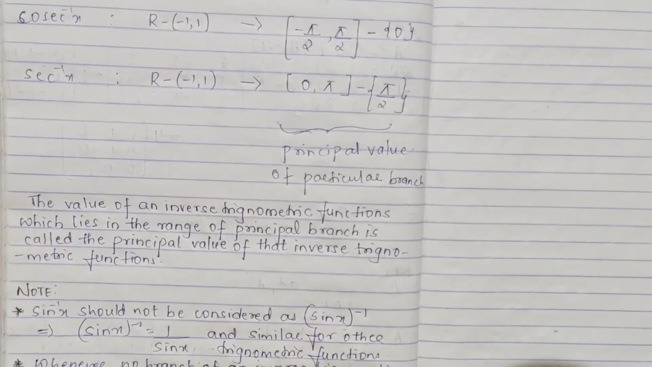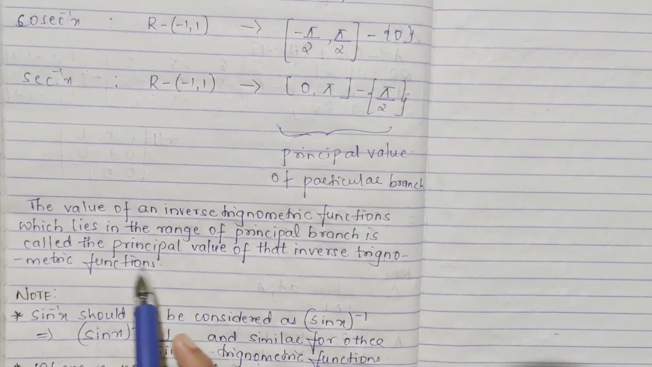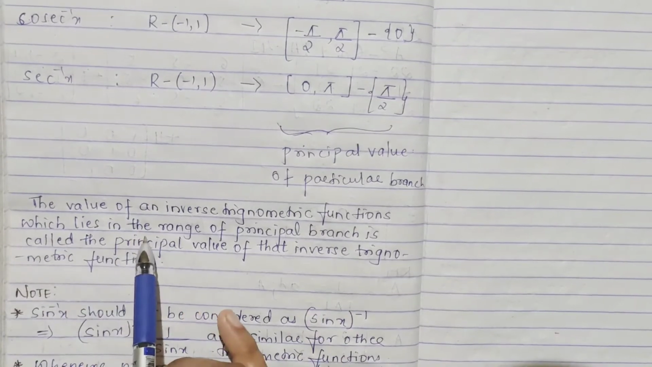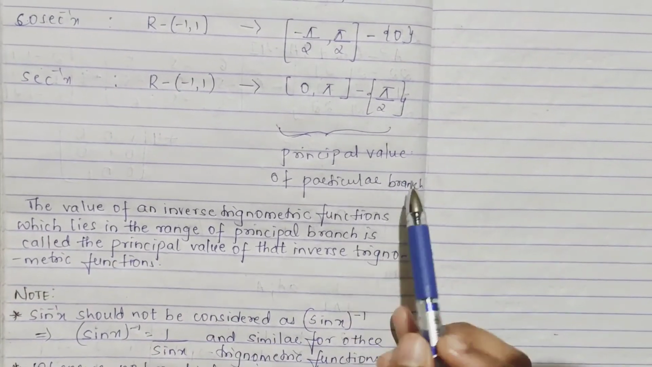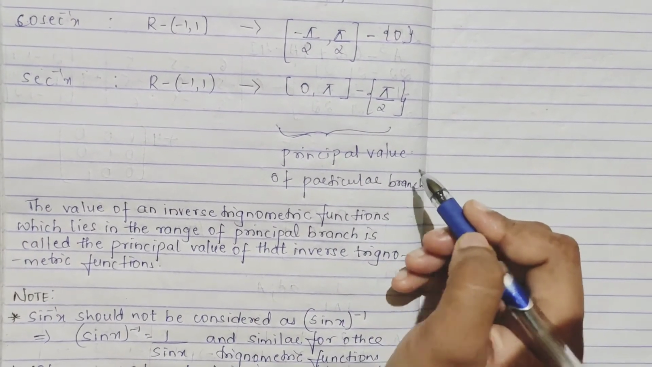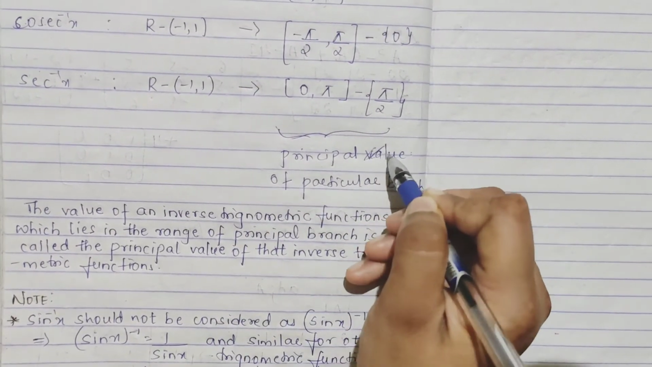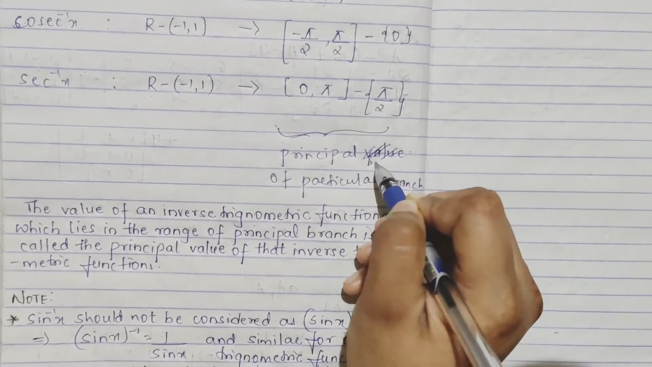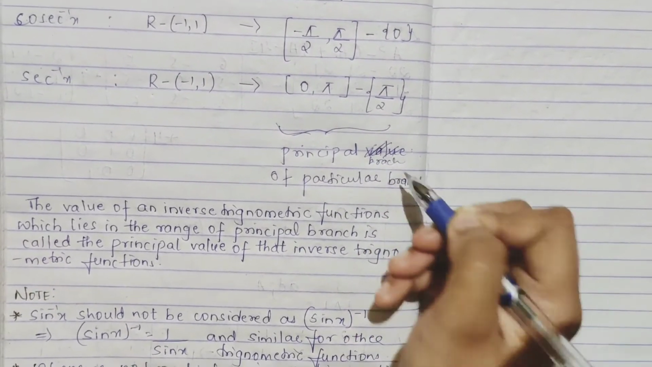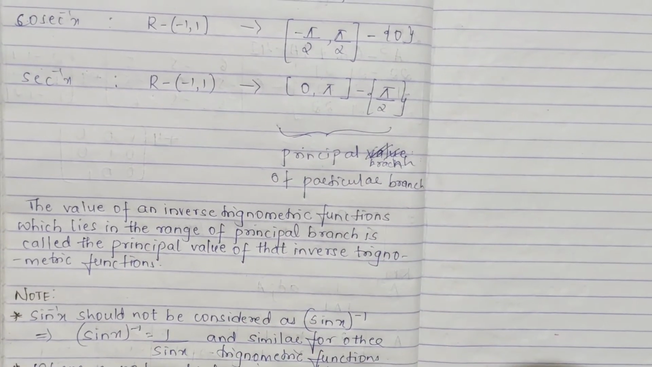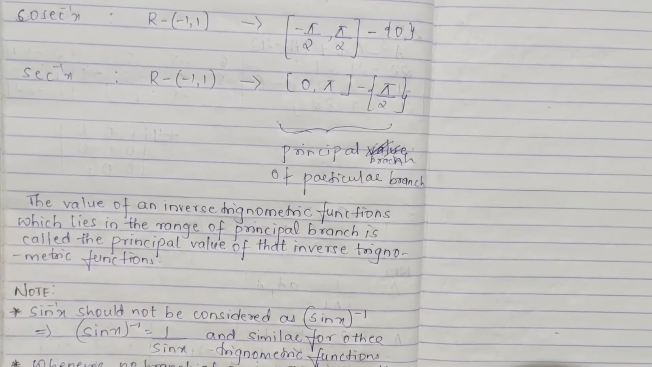And I have given few points, like what is principal value. I have just told you, the value of an inverse trigonometric function which lies in the range of the principal branch is called the principal value. You can also call it the principal branch, okay, it is called the principal value of inverse trigonometric functions.